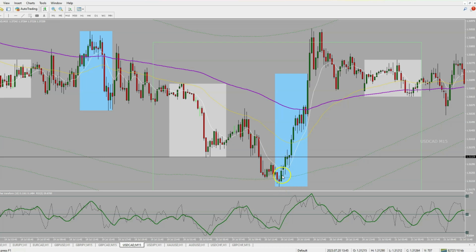So that's exactly what happened. It retraced to the entry. Had we sold it right here, that would have been a real bad L. Well, I wouldn't have taken that whole L. I'd have been out way before that went all the way up there. But the point is, it would have been a loss.